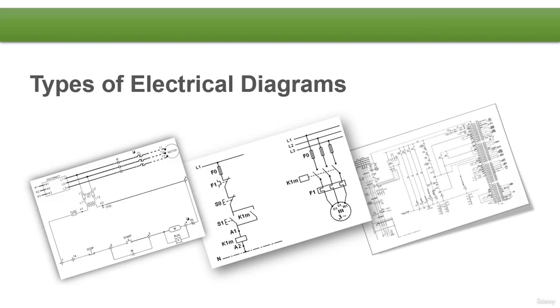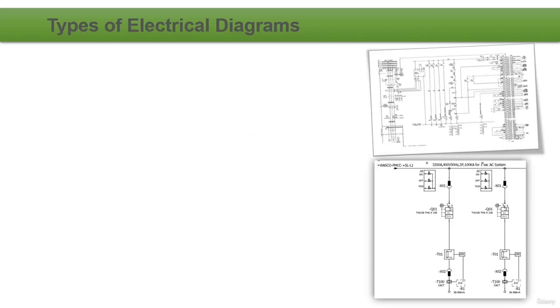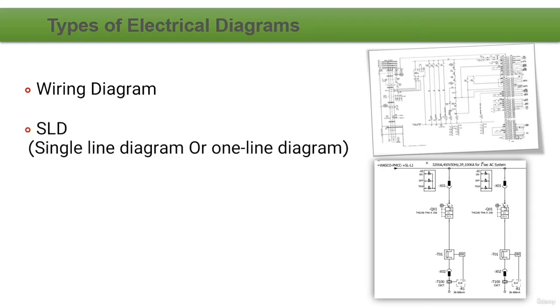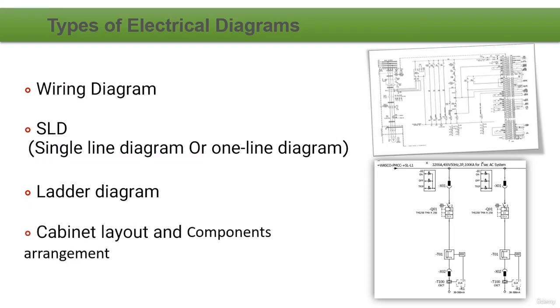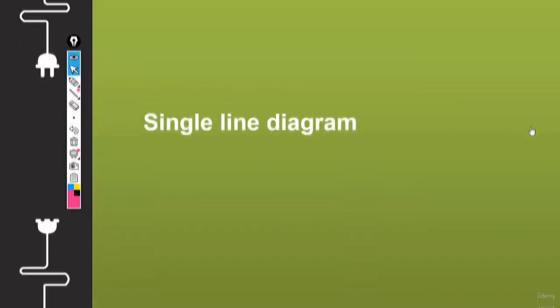types of electrical diagrams. Well guys, the first diagram that we can mention here, which is actually the most common, important, and useful diagram in the field of electricity, would be the wiring diagram. Then the second type of diagram would be the SLD, or single line diagram, also known as one line diagram, as you can see in the image. As for the third type, we have the ladder diagram. And for the fourth type, we have cabinet layout and components arrangement. Now guys, basically these would be the types of diagrams on which we're going to have a discussion in our course.